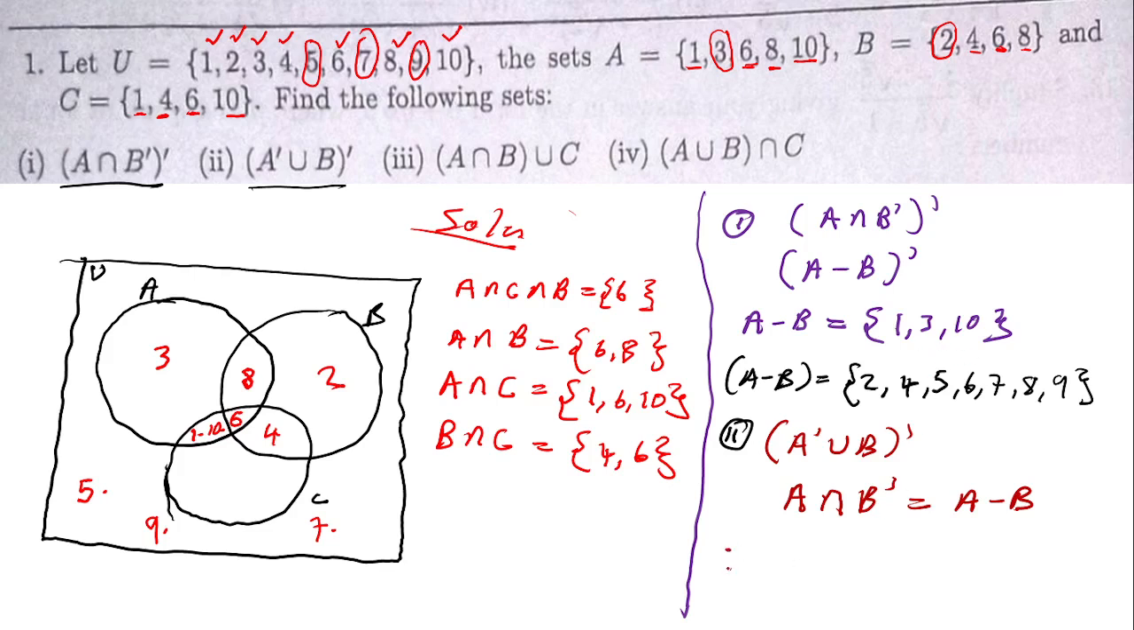So in this particular case, our answer, which is just A minus B, will simply be what we have already found, which is 1, 3, and 10. So these are our solutions. So this is just the solution for this particular question.